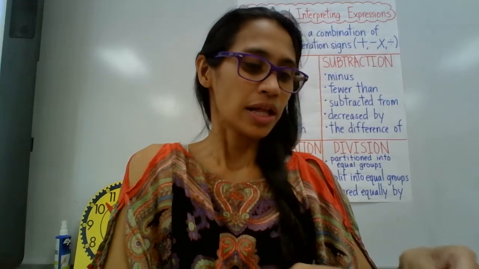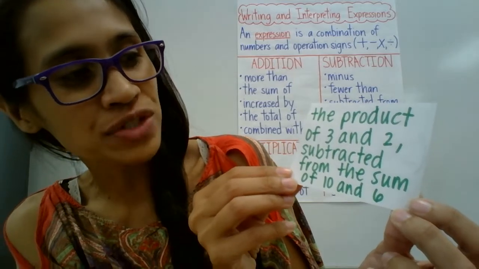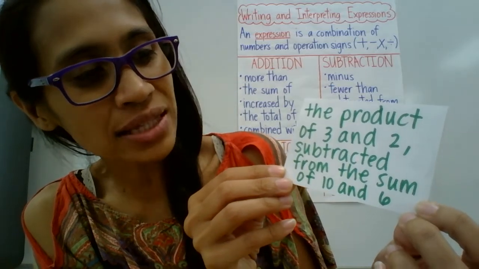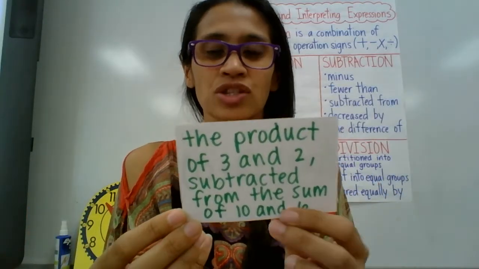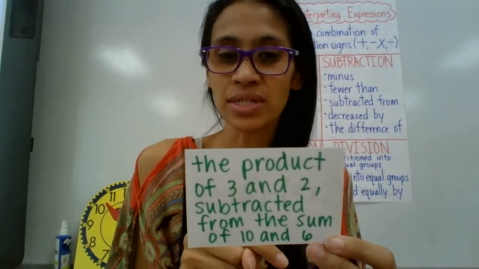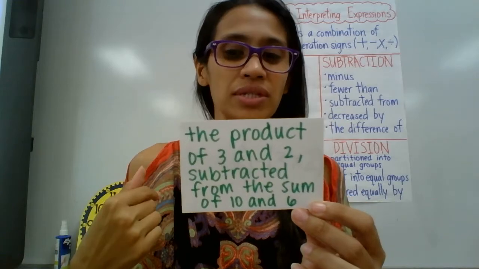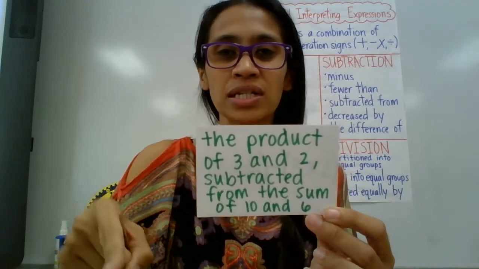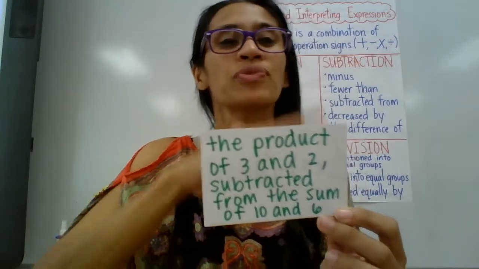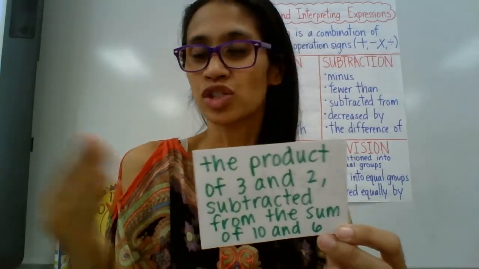And the last one, the product of 3 and 2 subtracted from the sum of 10 and 6. I'll read that again. The product of 3 and 2 subtracted from the sum of 10 and 6. So this one's kind of similar to the last one. Remember, use your keywords. There are 4 numbers in all, 3 operation symbols in all, and 2 sets of parentheses, okay? I'll give you a clue. You should have a parentheses, a number, a symbol, a number, a parentheses, another operation symbol, a parentheses, a number, an operation symbol, a number, close parentheses. So just break it down, okay?